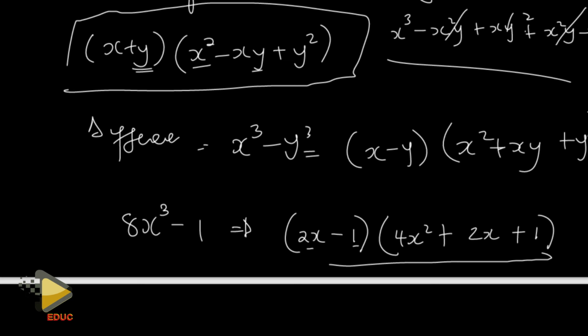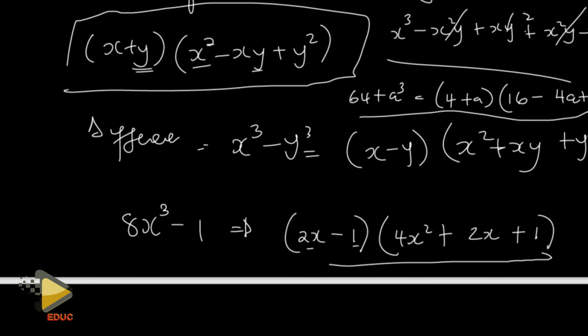So that becomes my answer. Same applies with a plus. If I have 64 plus maybe a cubed, the cube root of 64 is going to be a 4. And then I'll say plus a. And then 4 squared, that is 16, minus 4 times a, that is 4a, and then a squared, I'll get a squared. And then this becomes my result.